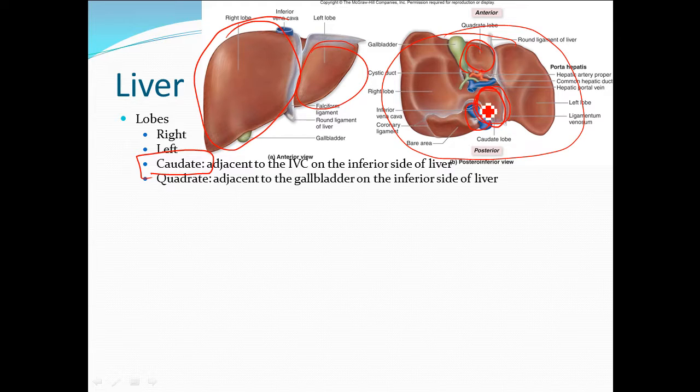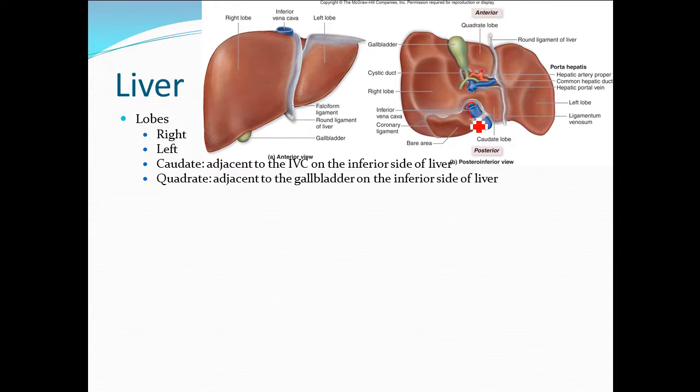Okay, so what is this vessel here? Can you guys tell? Inferior vena cava. Okay, so right next to the inferior vena cava, you have that caudate lobe. Just anterior to that caudate lobe, you have the quadrate lobe. The quadrate lobe is right next to the gallbladder. So when you orient this, it helps you distinguish: next to the inferior vena cava, caudate lobe. Next to the gallbladder, quadrate lobe.